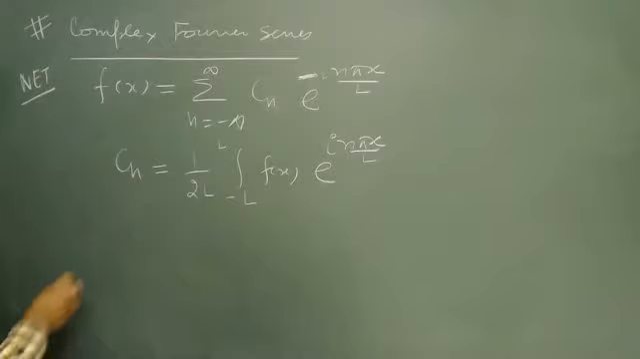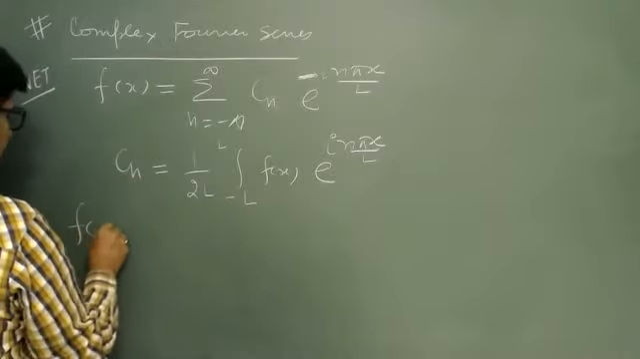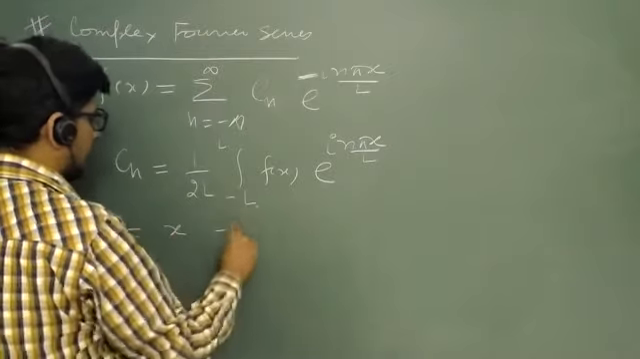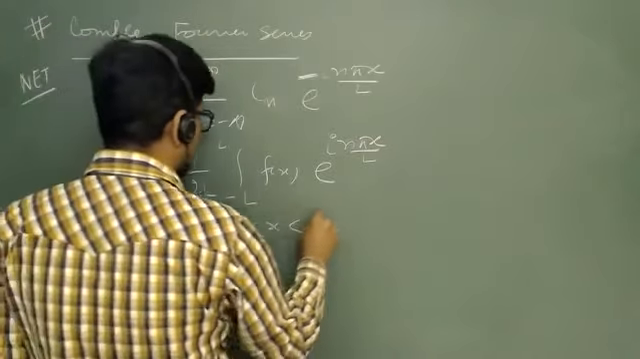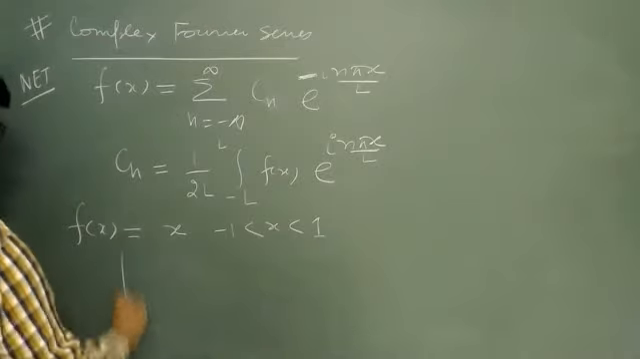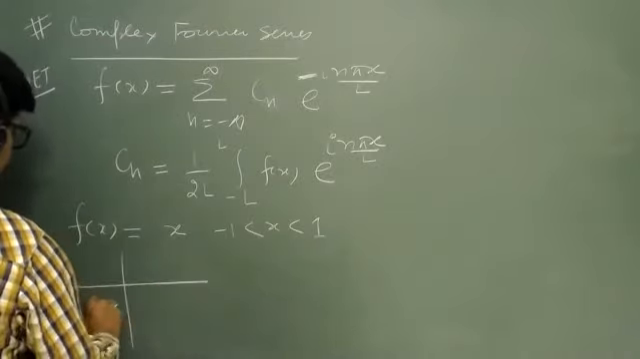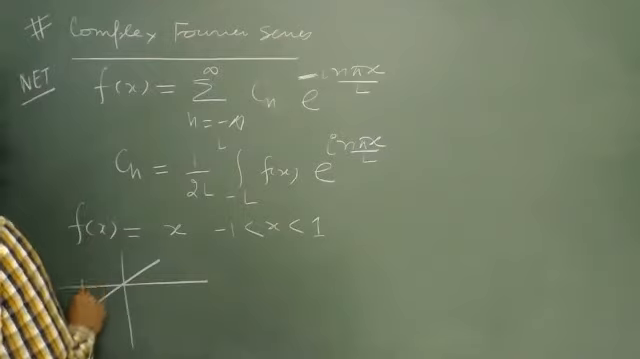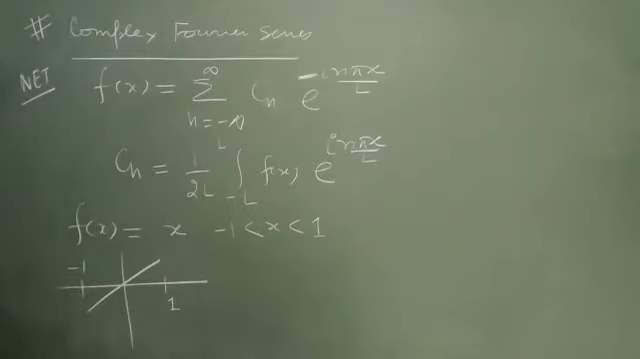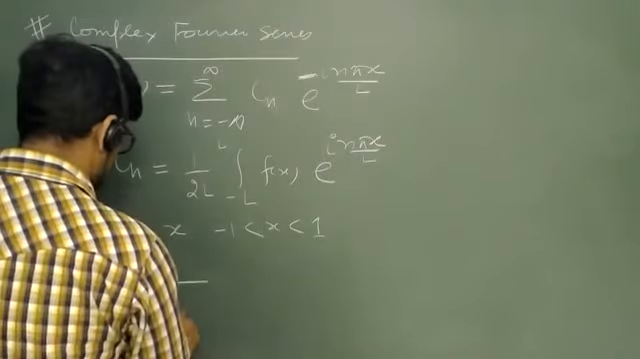Now I am giving you a question that fx is simply x and it is between -1 to 1 and you have to write complex Fourier series for this. So how the graph will look like? Which thing will be repeated? This will be repeated, right? This is -1, this is 1. This will be repeated in the space. So similarly, this side you will be getting like this.